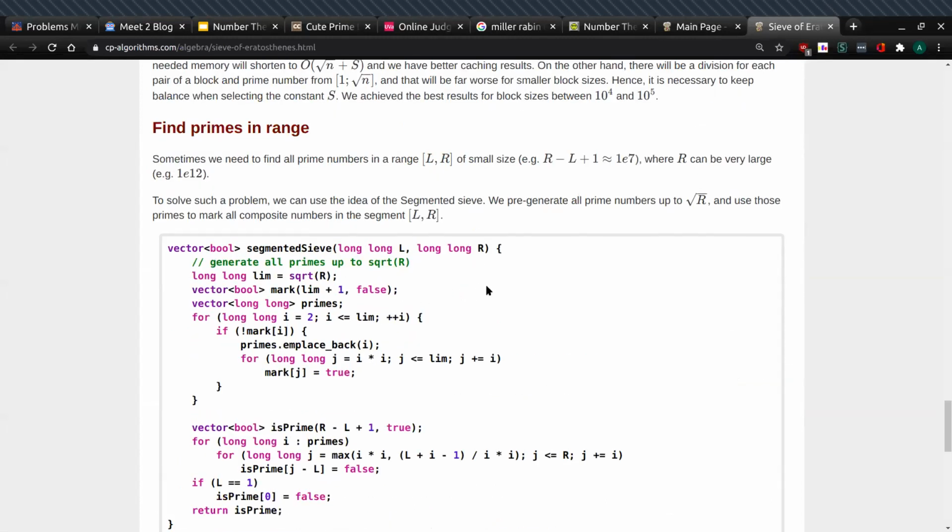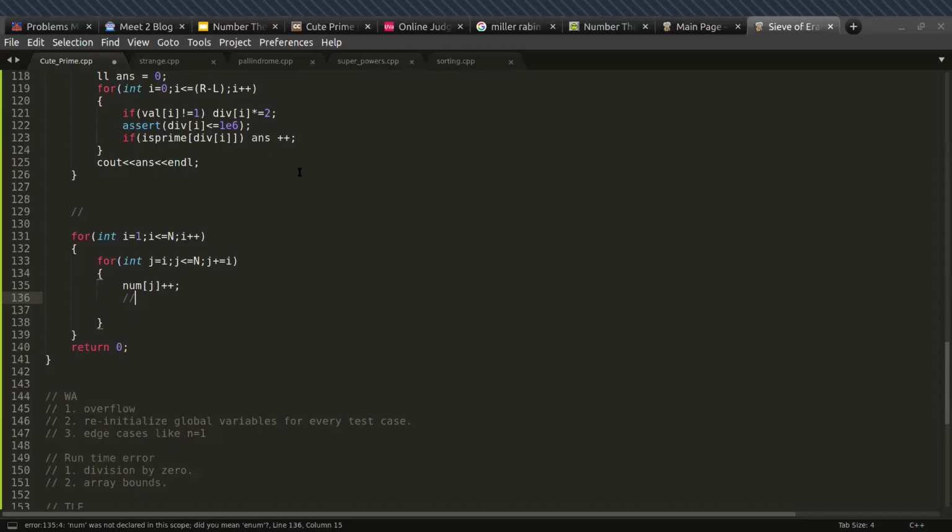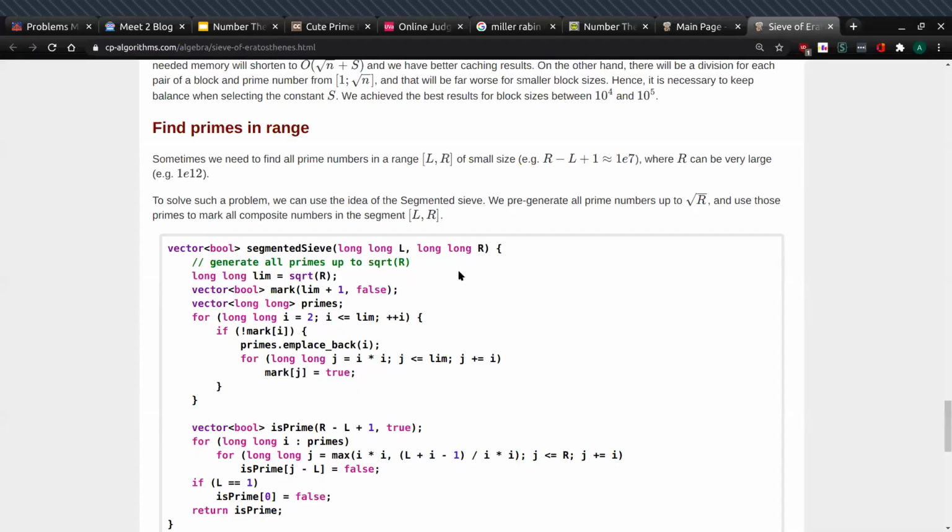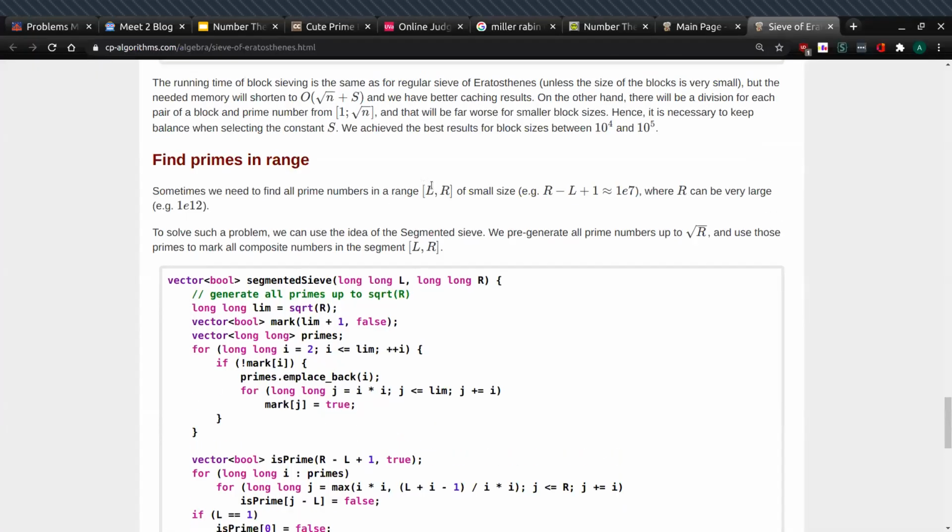Yeah. So this is just similar to this thing only. If you want to find primes in a bigger range, where the range is 1e7 only, but the values are bigger, what we can do is, we know that every number, if it is composite, will have a prime divisor which is less than root of x. So if a number is composite, it will have a prime divisor less than root x.